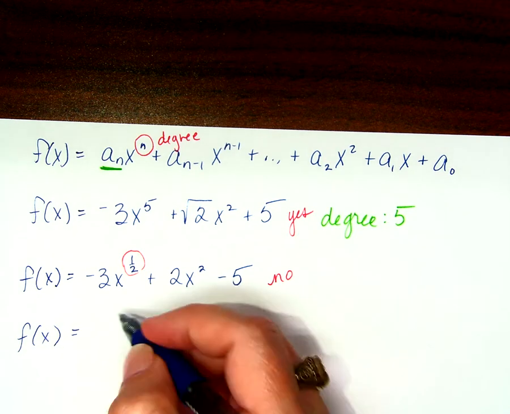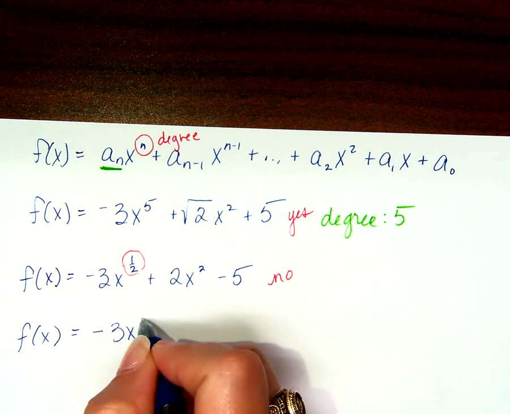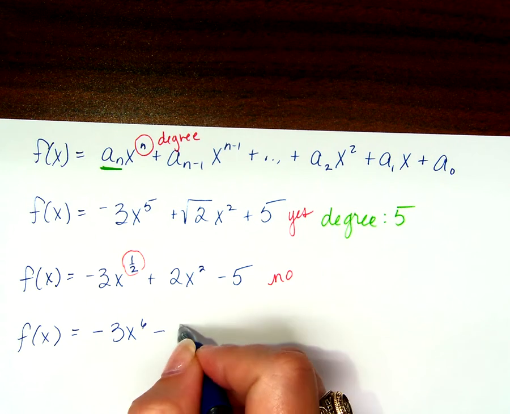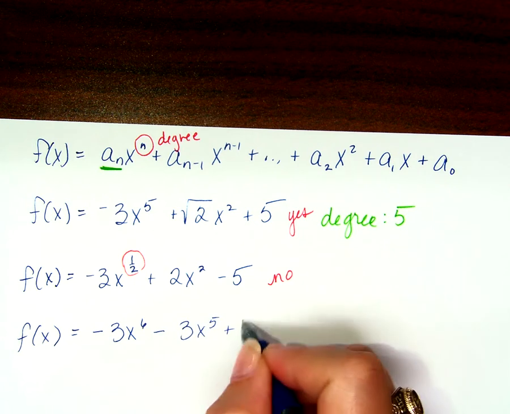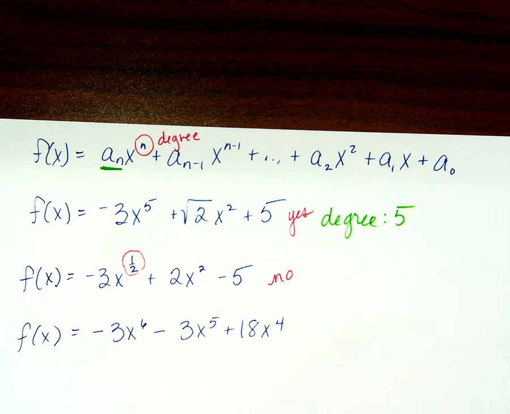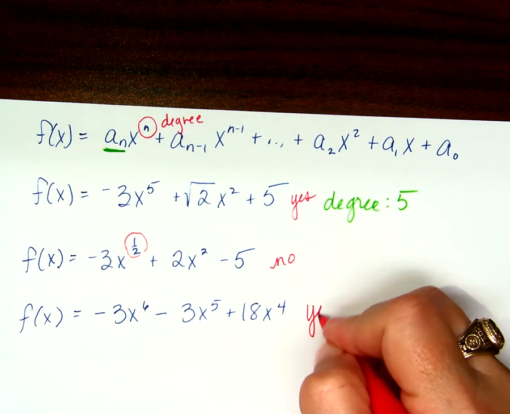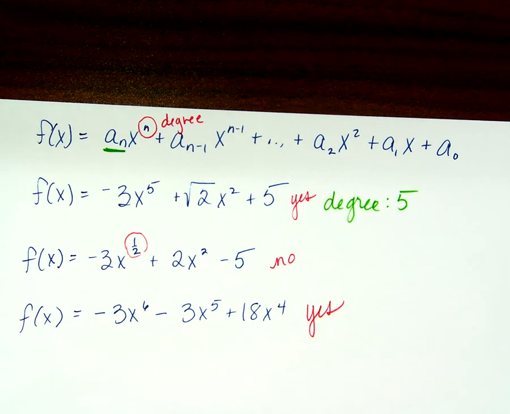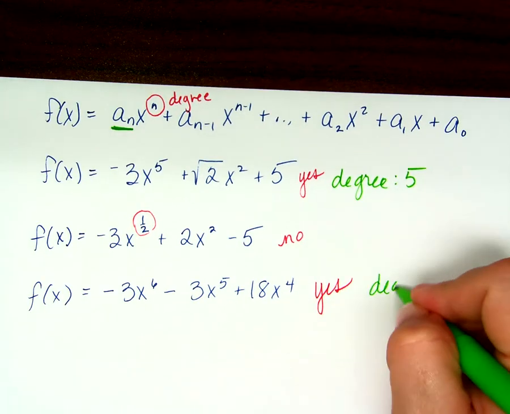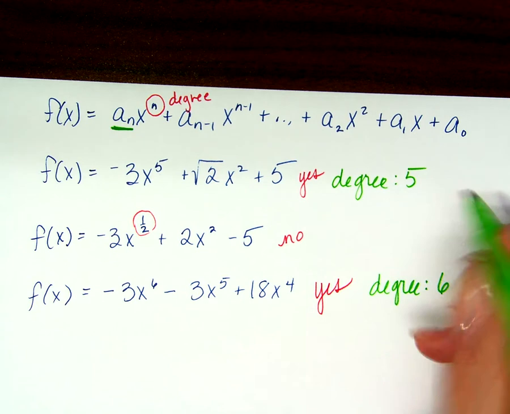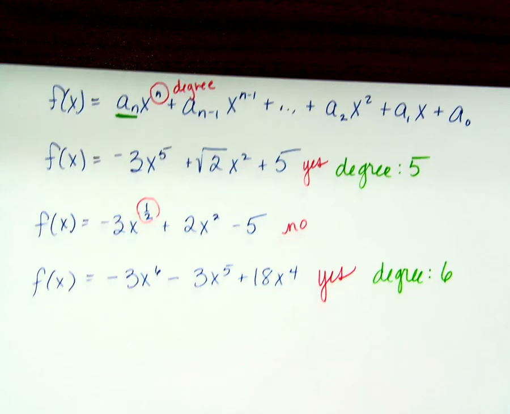F of x equals negative 3x to the 6th minus 3x to the 5th plus 18x to the 4th. Is that a polynomial function or not? Yes, correct. Can you tell me what its degree is? Its degree is 6. It's the highest exponent. Okay?